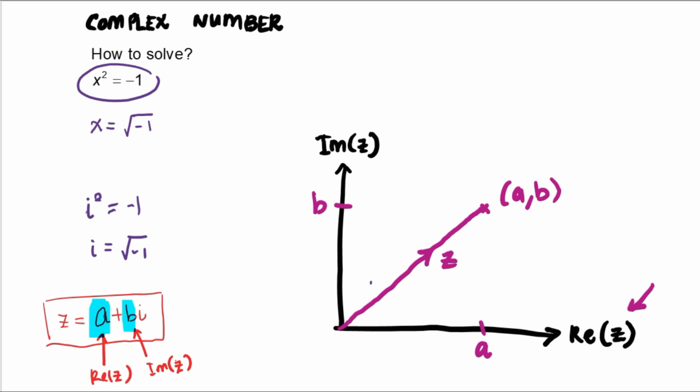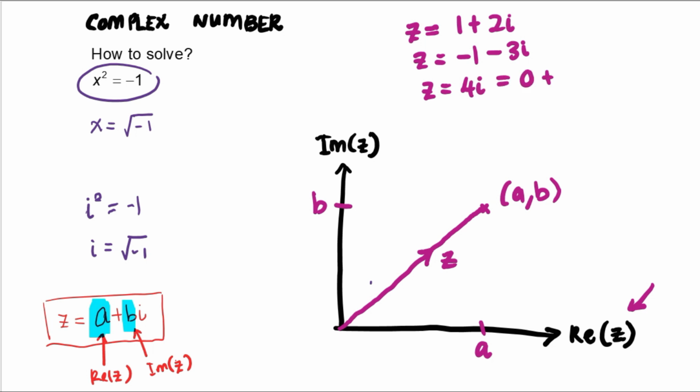Let's see some examples. We have so many forms of complex numbers. Suppose we have z equal to 1 plus 2i, which is a complex number. Suppose we have -1 minus 3i, also a complex number. Is z equal to 4i a complex number? Yes, because this is actually 0 plus 4i. The real part is 0 and the imaginary part is 4.